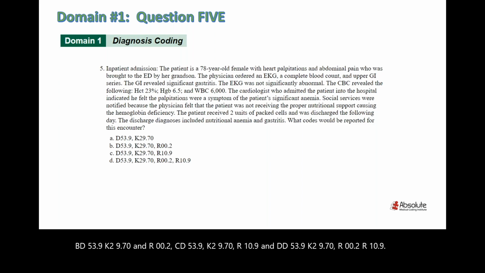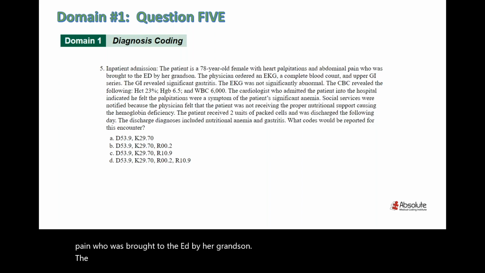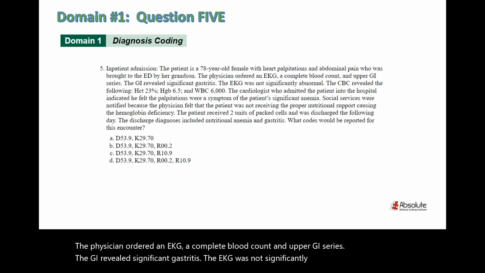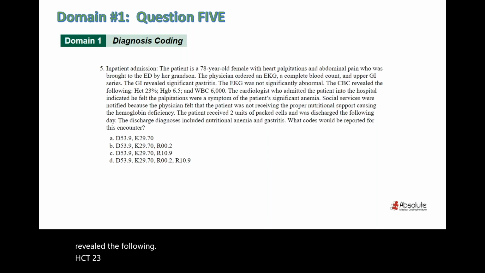Inpatient admission. The patient is a 78-year-old female with heart palpitations and abdominal pain who was brought to the ED by her grandson. The physician ordered an EKG, a complete blood count, and upper GI series. The GI revealed significant gastritis. The EKG was not significantly abnormal. The CBC revealed the following: HCT 23%, HGB 6.5%, and WBC 6,000.